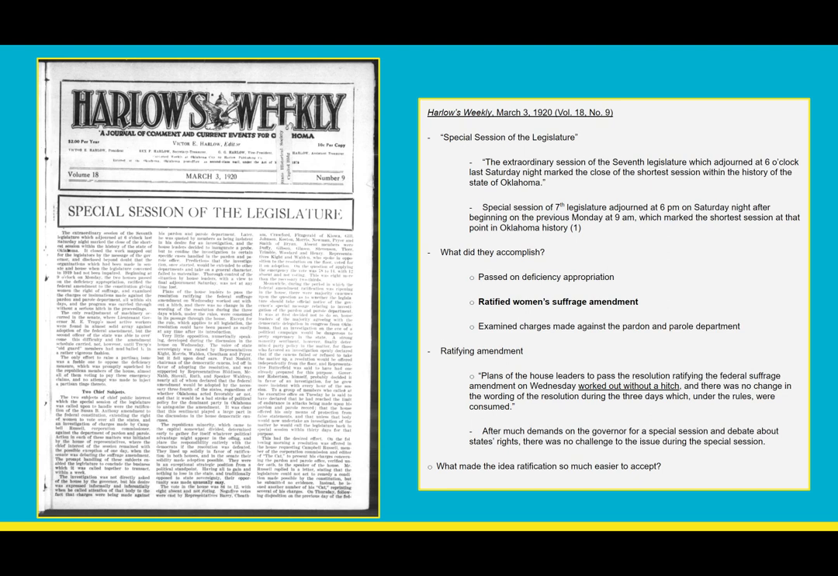Harlow's Weekly is a political newspaper that was published in the early 20th century here in Oklahoma City. As you can see under the title, it's Harlow's Weekly, a journal of comment and current events from Oklahoma, or for Oklahoma. It was published out of Oklahoma City, and it was supposed to be political commentary from all over the state.